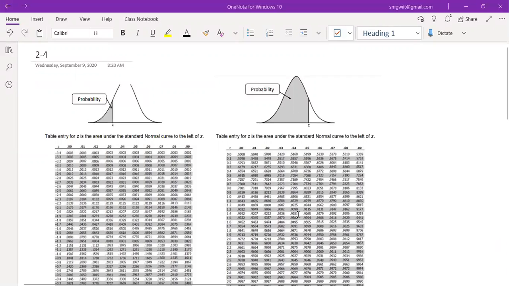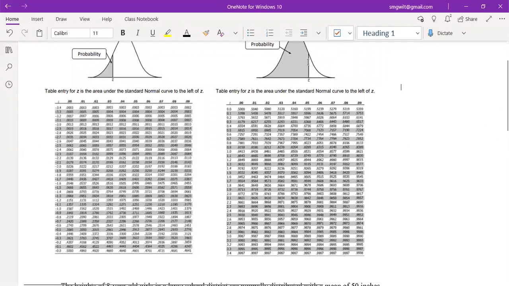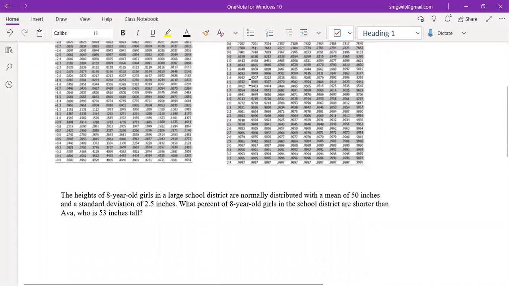Remember that there's two parts to it. The first one is the probability of the z-scores that are negative, so they're below the mean, and then the z-scores that are positive, they're above the mean. This table gives you the percentage below that z-score. Remember that if it's at the z-score, it doesn't add anything to that percentage. So whether it's less than or equal to, you'll still have the same answer for your percentages.